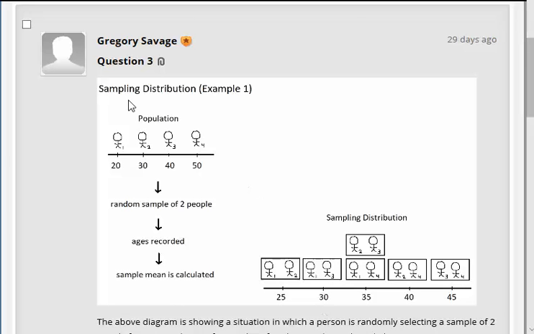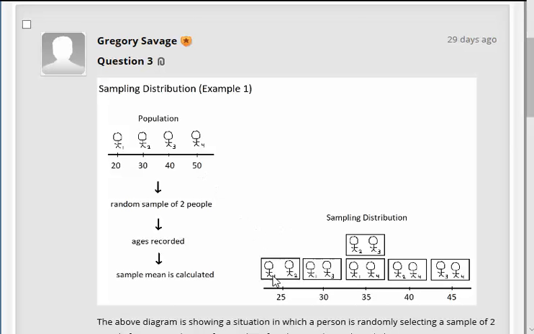If person 2 and person 3 are selected, the sample will be a 30-year-old and a 40-year-old, and their average will be 35. We can see that right here. If person 1 and person 4 are selected, the sample will be a 20-year-old and a 50-year-old, and they'll have an average of 35 right here.